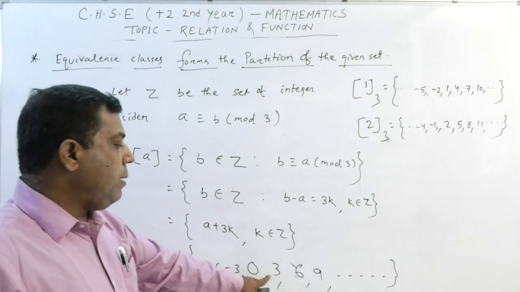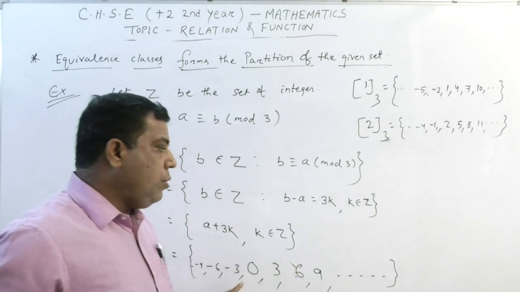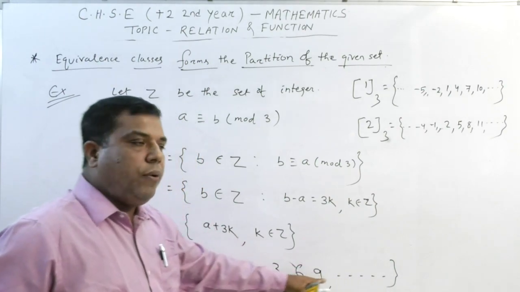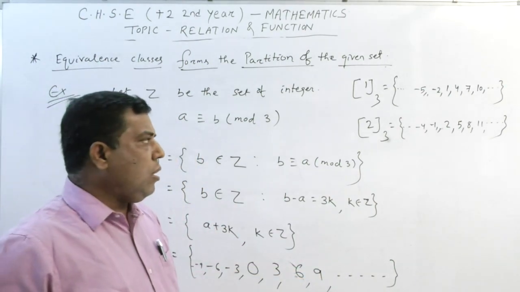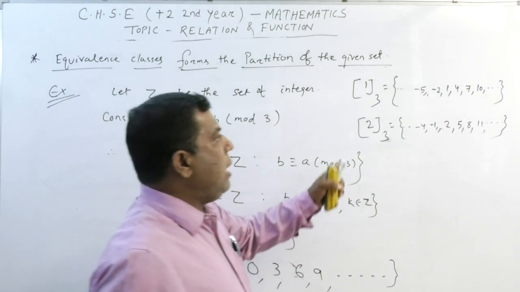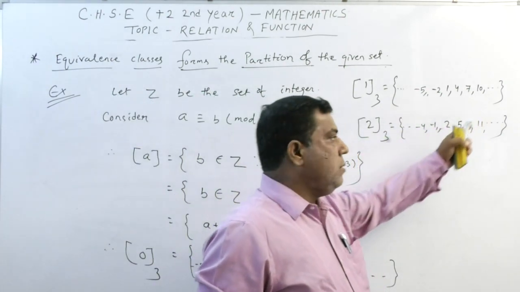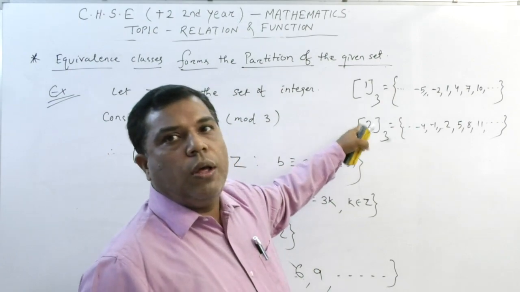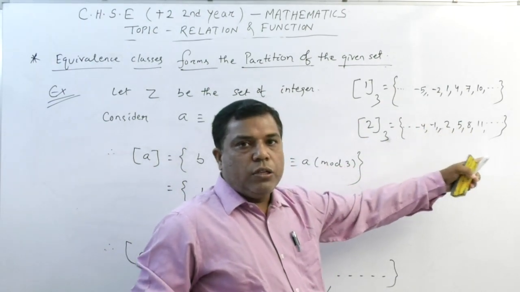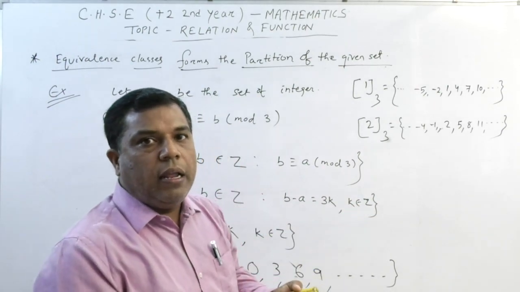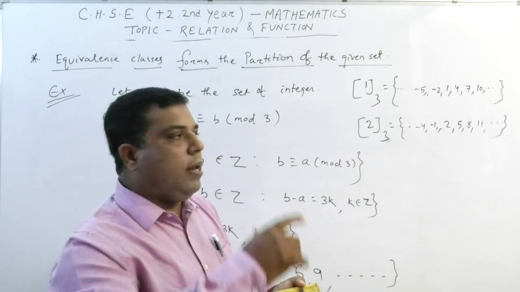So 0 is involved with those types of elements. Suppose I take 1, then I get this type of elements. If I take 2, I get this type of elements. So they are congruently related, or they are forming the equivalence classes.